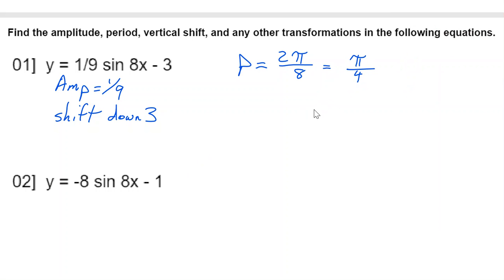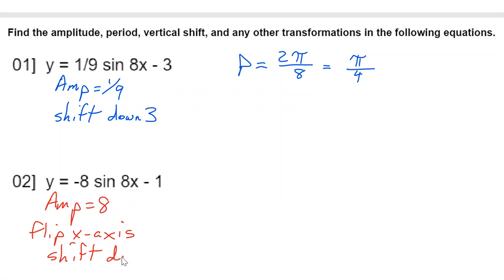All right. For this one, we're going to say that the amplitude is 8. We are flipping on the x-axis, and we are shifting down 1. And as to the period, it's the same period, so we're expecting the same answer.